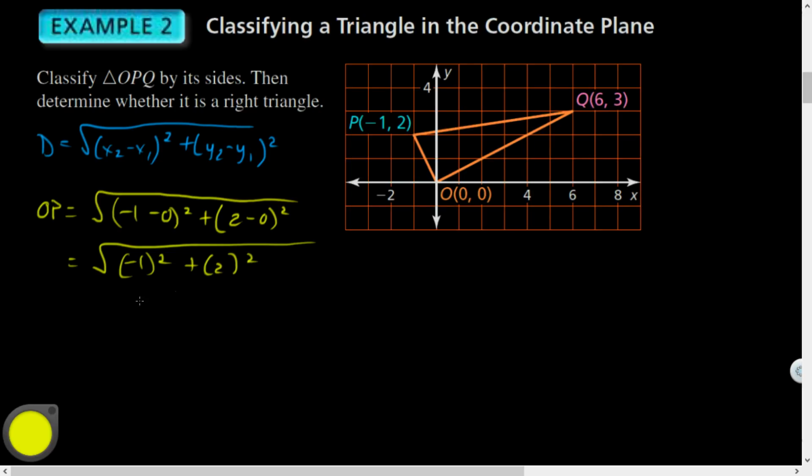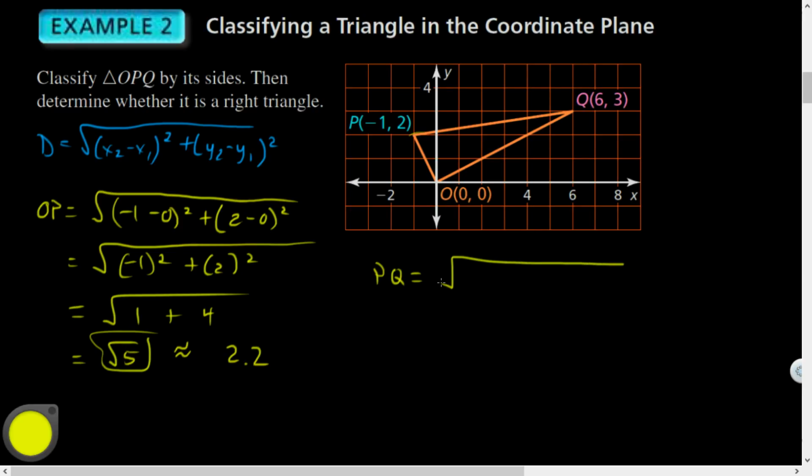All right, like that. -1 all squared is +1. 2 squared is 4. That's going to be the square root of 5, which is approximately, I'm told, 2.2, which is not far enough of an approximation. I'm surprised your book settled for that. Let's find PQ here for our next one.